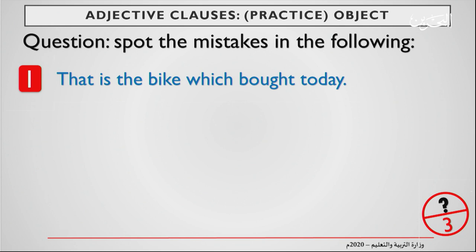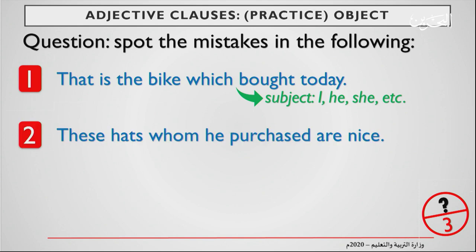All right, let's spot the place where we can add something there. The missing part is here. It is missing a subject. A subject. I, he, she, it, any other subject. Okay? So, if you're correct, give yourself a mark. Number 2. These hats whom he purchased are nice. It is missing something. Find it. 5 seconds.